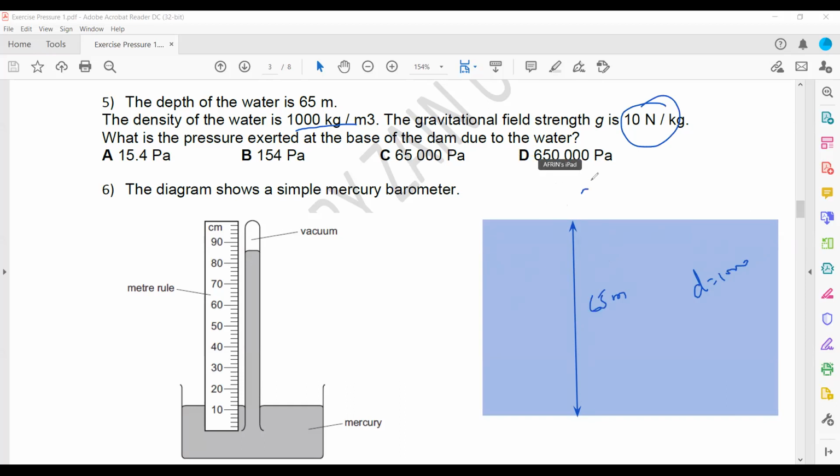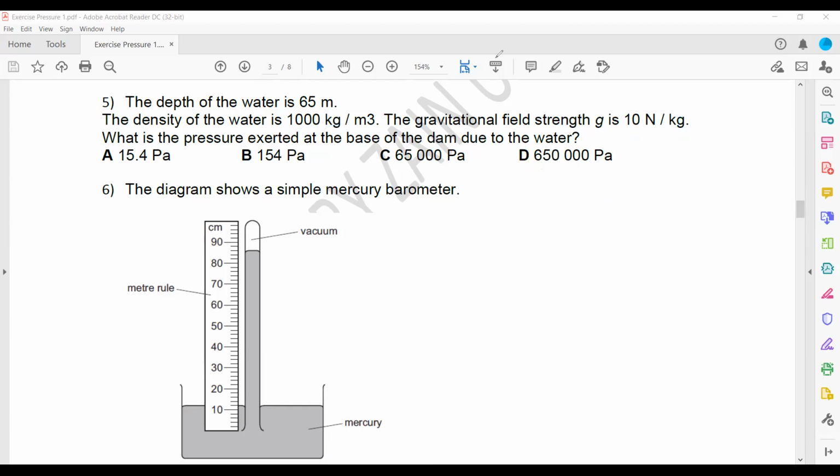So it will be density into gravity into depth. Density is 1000 multiplied by 65 multiplied by 10. So it will be 650,000, or D will be the right answer. So some of the questions are direct questions.